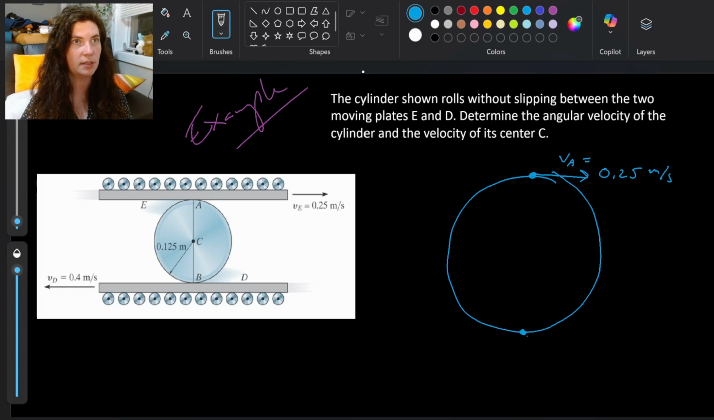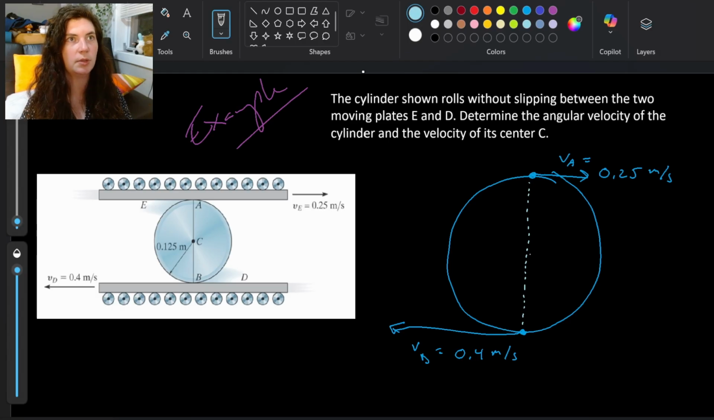That's a little bit not straight, I don't know, that's like 10% better. BD is 0.4 meters per second. So we know that the IC is going to fall somewhere on the straight line between them, and here is our regular center at point C. And actually I'm going to call this bottom velocity VB just for consistency's sake, because B is this point on the bottom, and A is this point up here.